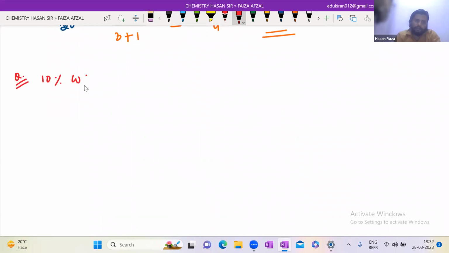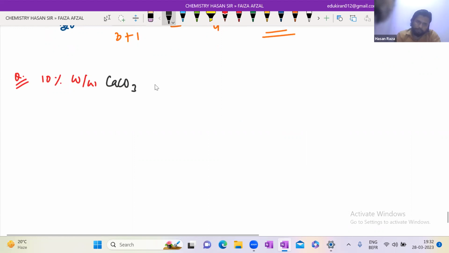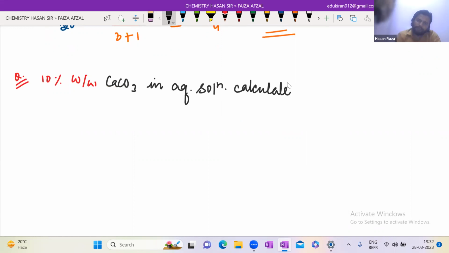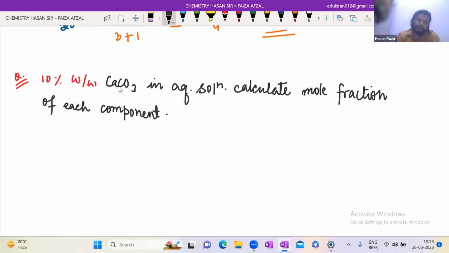10% weight by weight CaCO3 in aqueous solution. Calculate the mole fraction of each component. Please do it.